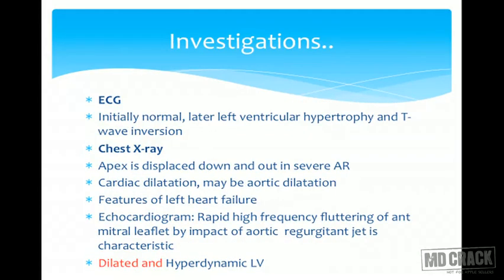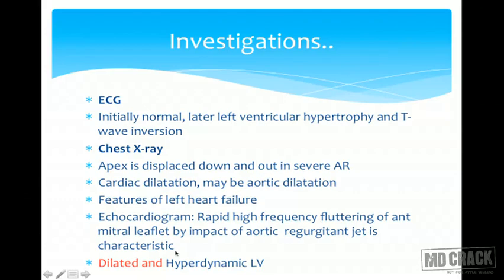In ECG, it could be initially normal. Later, you can get left ventricular hypertrophy and T-wave inversion. In the chest X-ray, the apex is displaced down and out in severe AR. Cardiac dilatation may be seen, maybe aortic dilatation. There could be features of left-sided heart failure. On echocardiogram, rapid high-frequency fluttering of the anterior mitral leaflet by the impact of the aortic regurgitant jet is characteristic.